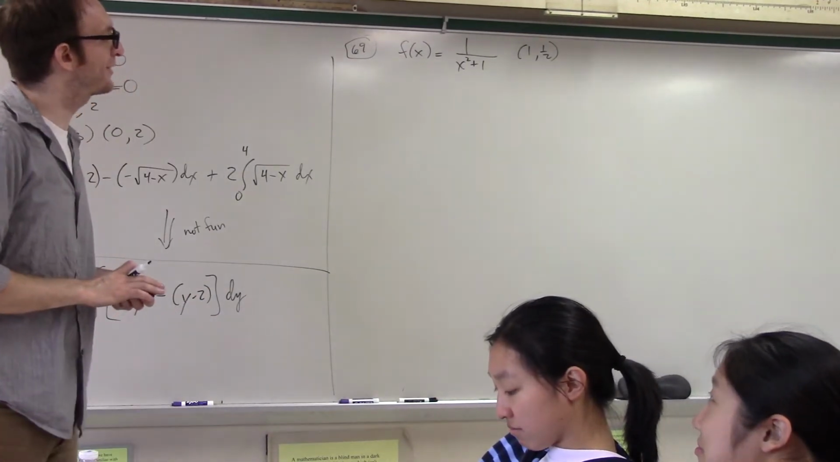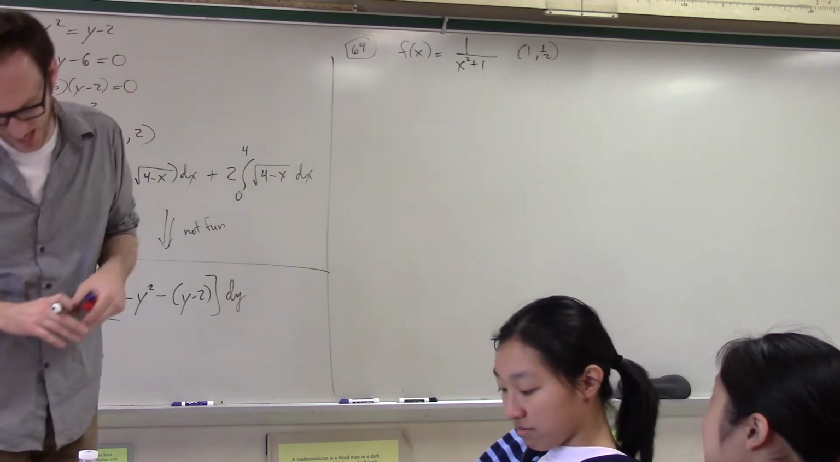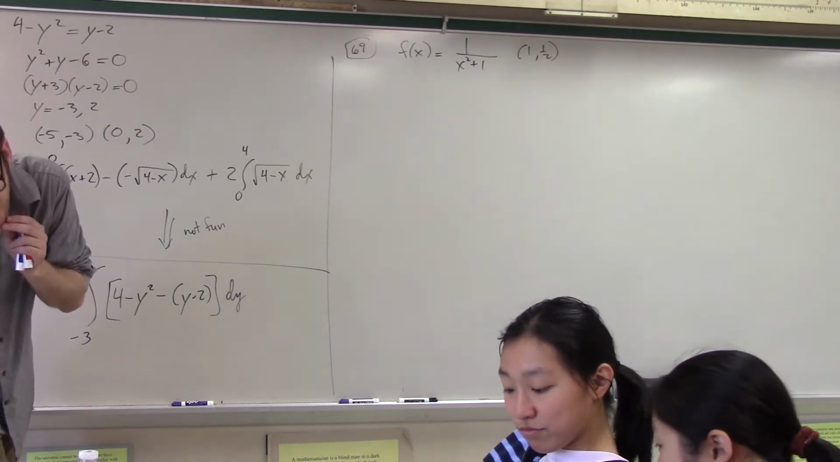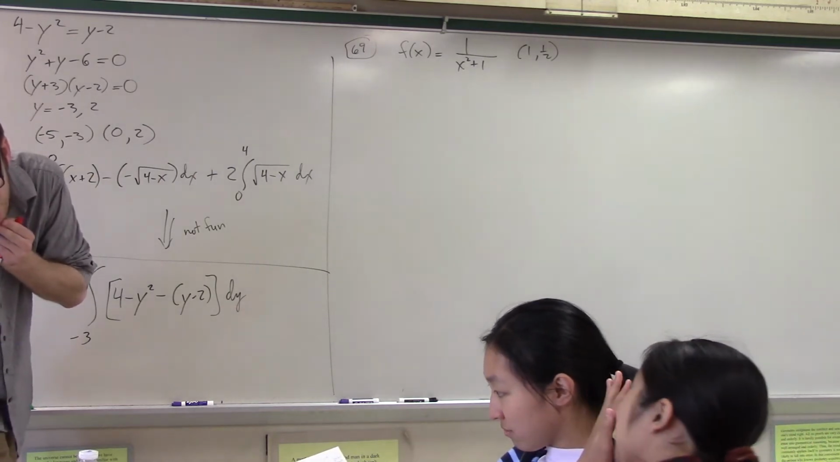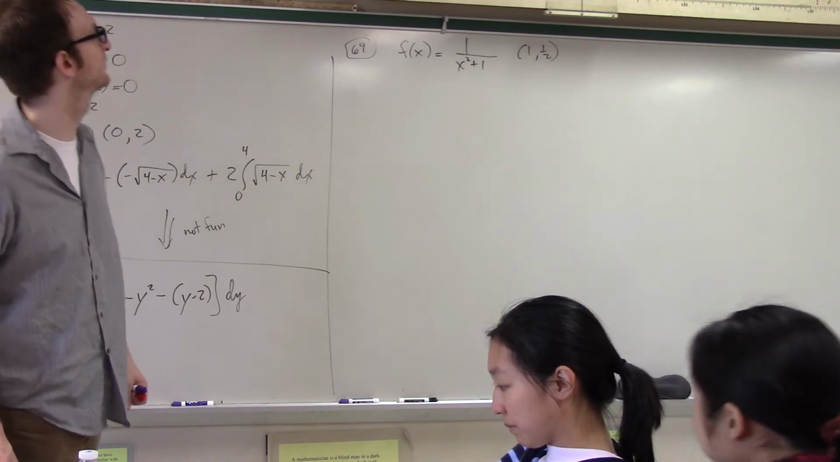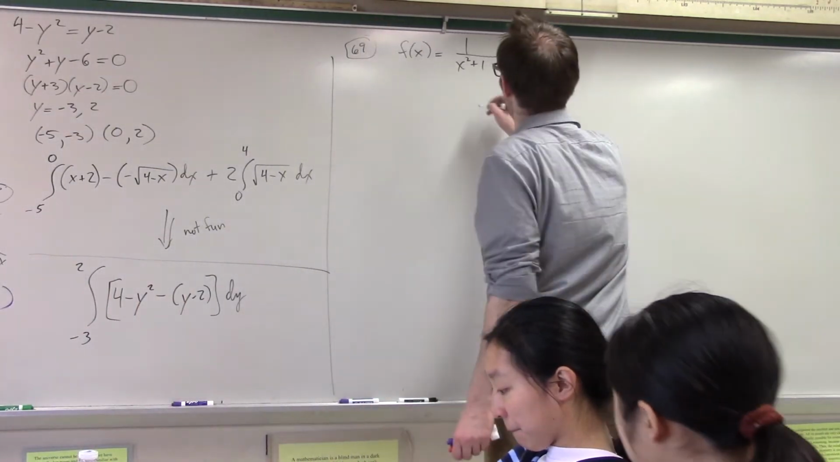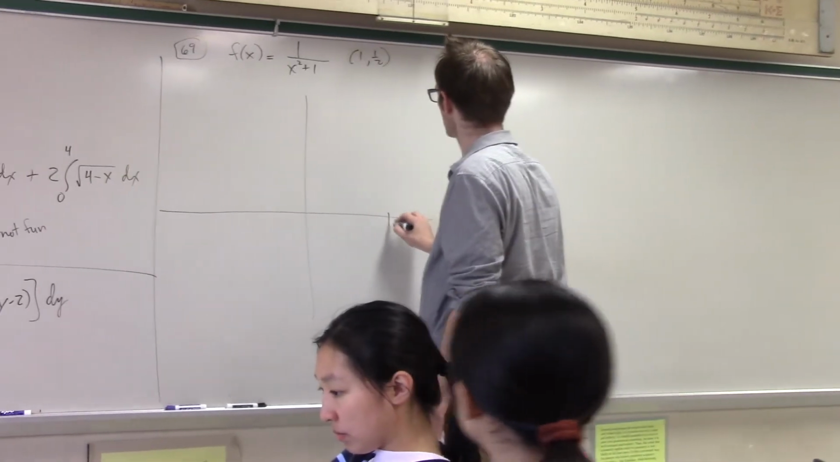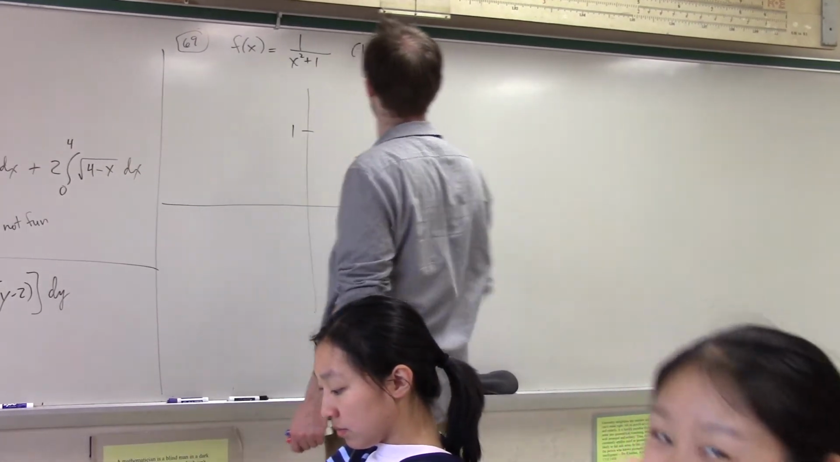Okay. 1 over x squared plus 1 and the point 1 comma 1/2. So here's what you had to do. Set up and evaluate the integral that gives the area of the region bounded by the graph of the function and the tangent line to the graph at the given point. All right, so there's no way to do this without drawing a really, really good picture. If your picture's bad, you're probably going to have no idea what's going on.